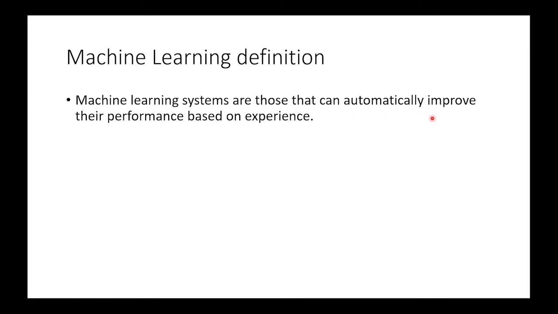So it can automatically improve their performance. So we've got something else now. There needs to be this notion of a performance metric. So it's going to need to be able to identify for itself automatically whenever it's done something right or done something wrong. And then finally, based on experience.